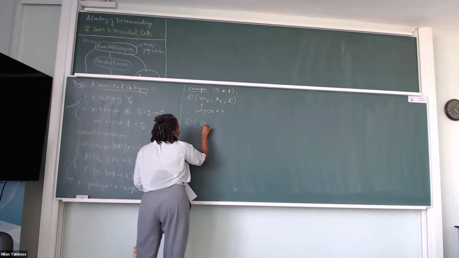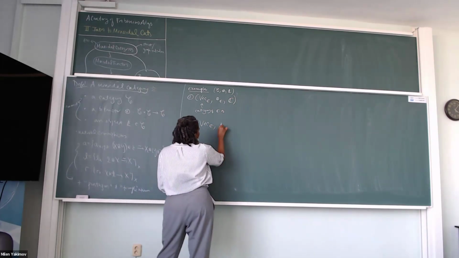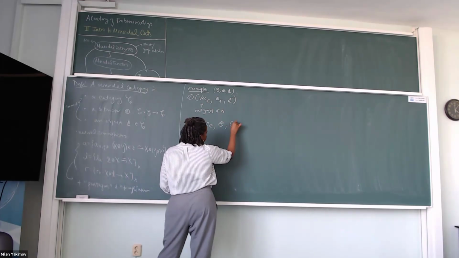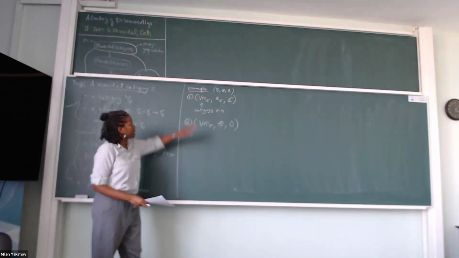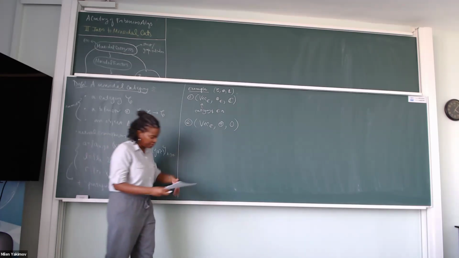Now I can take the same category and put a different monoidal structure on it. I can take the direct sum, and then one is going to be actually 0. So this is like a multiplicative monoidal category. This is like an additive monoidal category.